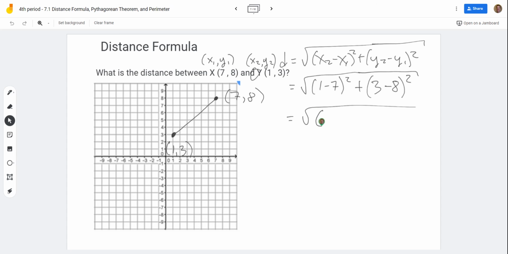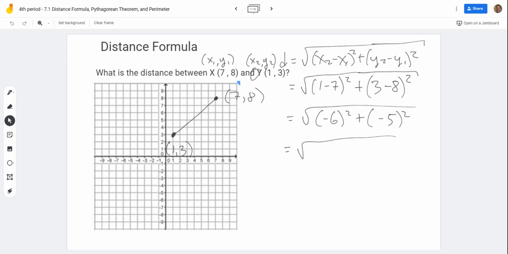Okay, and so then we get negative 6 squared plus negative 5 squared. And it really doesn't matter if you do x1 minus x2 or x2 minus x1. Notice here we got negative numbers, but when you do the square, it gets rid of the negative numbers anyway, so it doesn't matter.